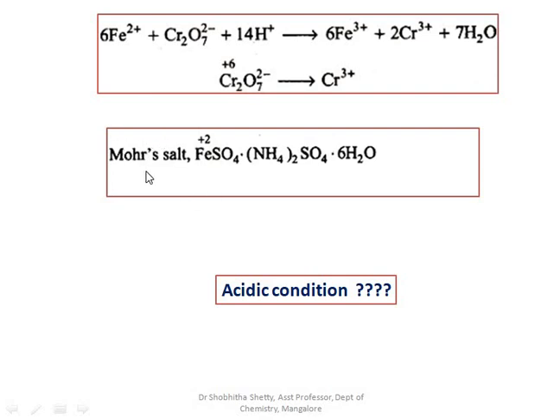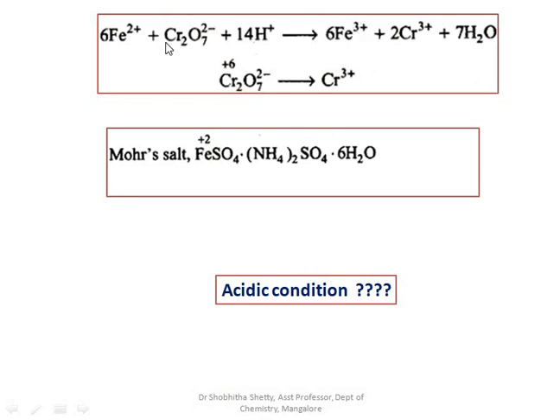Mohr salt is nothing but ferrous ammonium sulfate. This is the molecular formula of Mohr salt: FeSO4·(NH4)2SO4, hydrated form. So ferrous ammonium sulfate. You can see the oxidation state of iron here, Fe2+ ferrous ions are present. So during the redox titration, when you add potassium dichromate from the burette to the beaker, what happens? The ferrous ion in the beaker analyte solution will get oxidized to ferric form. So Fe2+ gets oxidized to Fe3+ form.